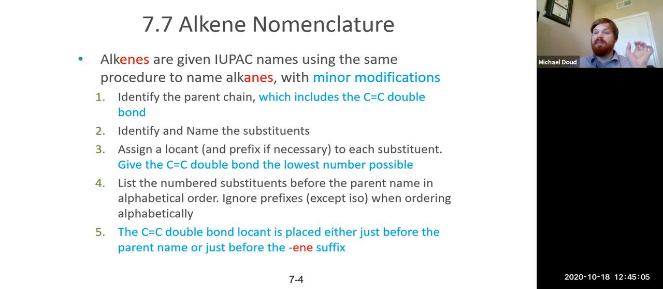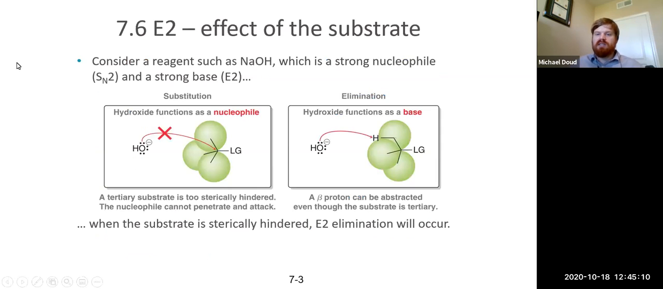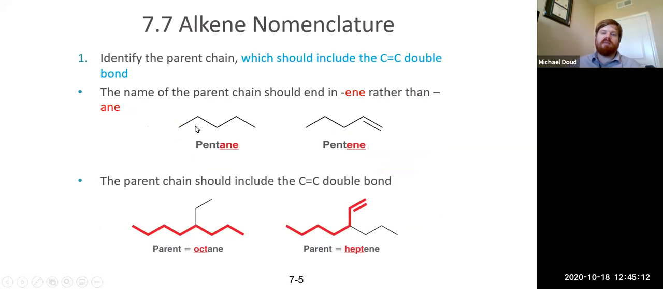And just to be clear, it's like pent-1-ene. So we'll look at a few of these examples, and then we'll do a couple of them as well. So yeah, just like I mentioned here, this is pentane, right? Becomes pentene, but this becomes pent-1-ene here.